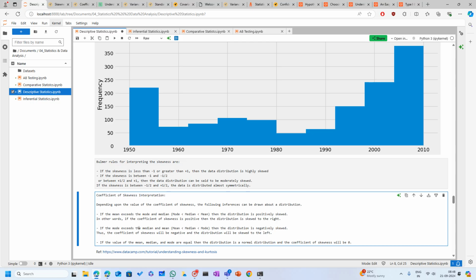Okay. So this is what we have indicated in the plot above. For a positively skewed distribution, mode would be less than median, that would be less than mean. And for the negatively skewed, or the left skew, mean would be less than median, which would be less than mode. So these are all interview questions.